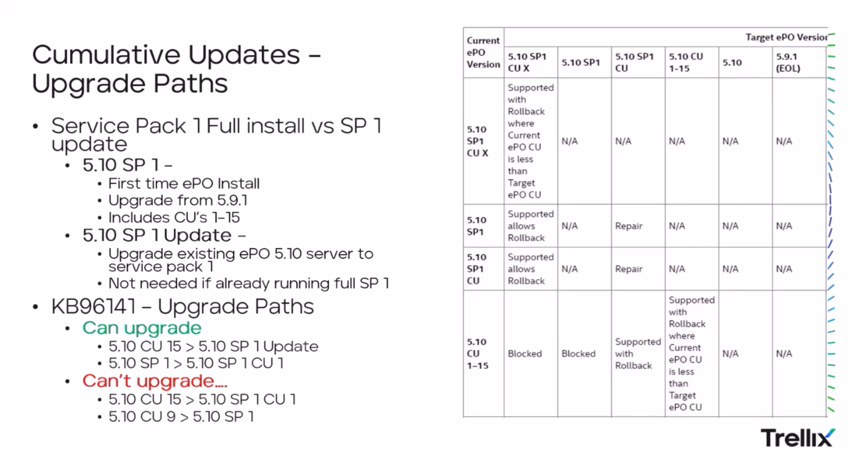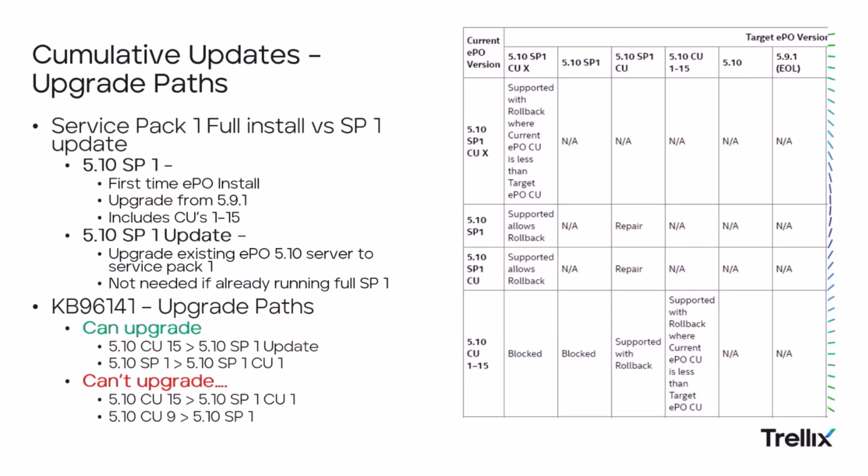Service Pack 1 update, you can look at this as update 16 or CU 16 in a way. You can use this to update EPO 5.10 if you're already running EPO 5.10 or CU 1 through 15. If you're running any of those versions, you would want to use the Service Pack 1 update package to get to the Service Pack 1 version. You don't need to run that if you're already on Service Pack 1. So if you already ran the full installer to upgrade from EPO 5.9, you don't need the cumulative update version of Service Pack 1. So the upgrade path: what can you upgrade from and to?